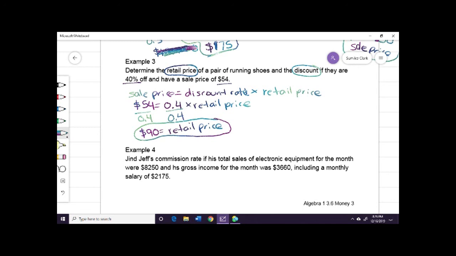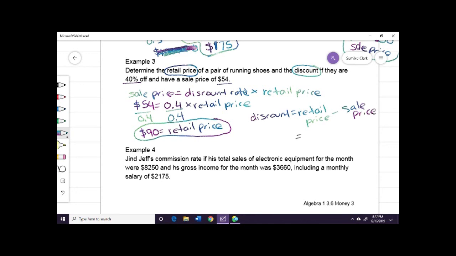Okay, we have the discount rate and we have the retail price. So there are two ways we could do this. We could multiply the discount rate times the retail price, or we could subtract the sale price from the retail price and we would get the same answer either way. Let's just go ahead and subtract. So we want the discount, and that equals the retail price minus the sale price, and that will tell us how much was taken off.